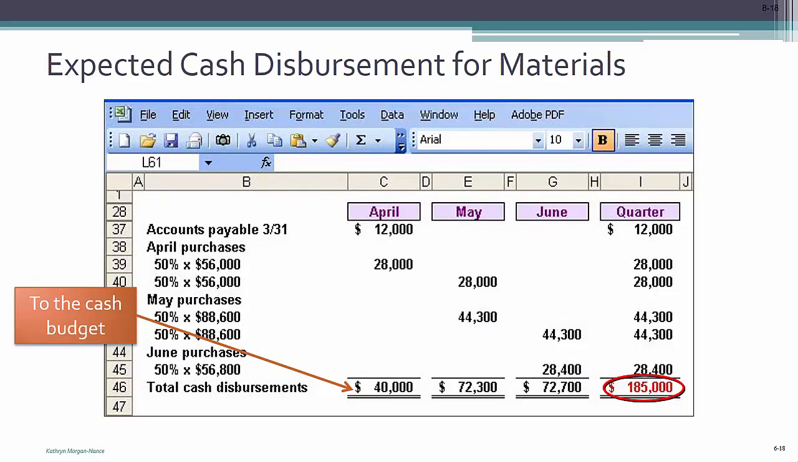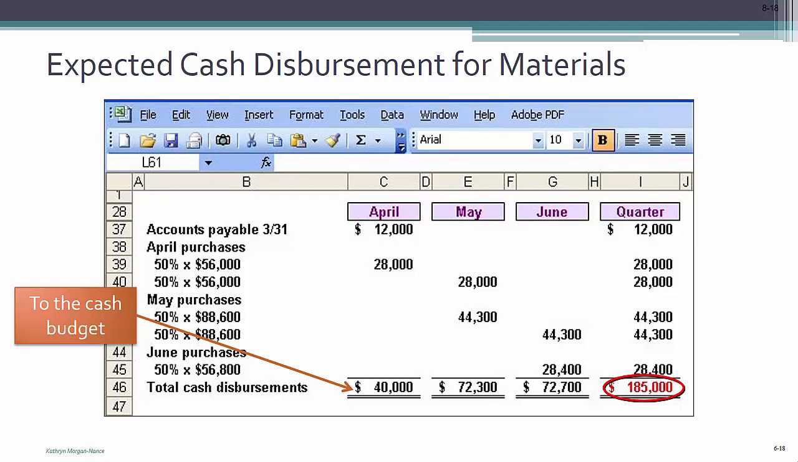Continuing in the same fashion, the remaining steps include calculating the May and June credit purchases that are paid during each month of the quarter. We also calculate the totals for all columns in the schedule and the total for the quarter, which is $185,000. The total cash disbursements row can be added across to equal the total cash disbursements for the quarter.